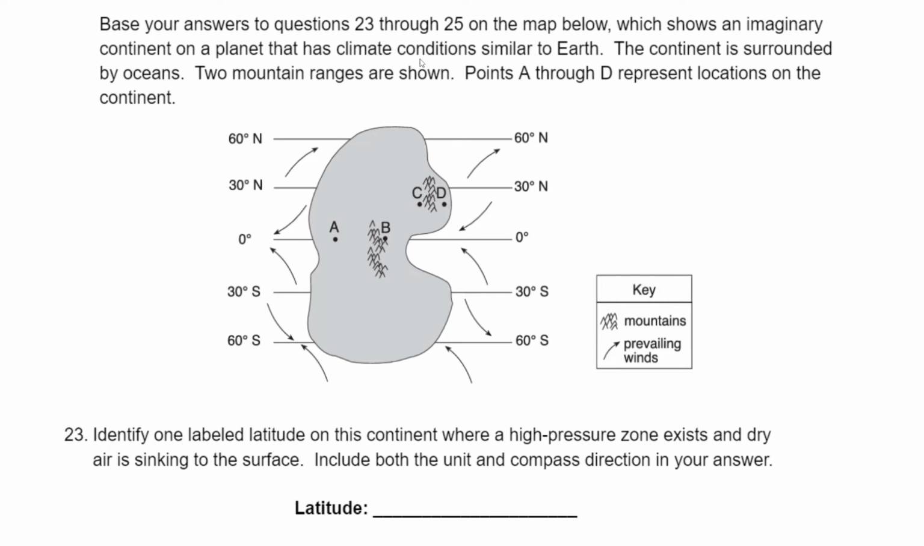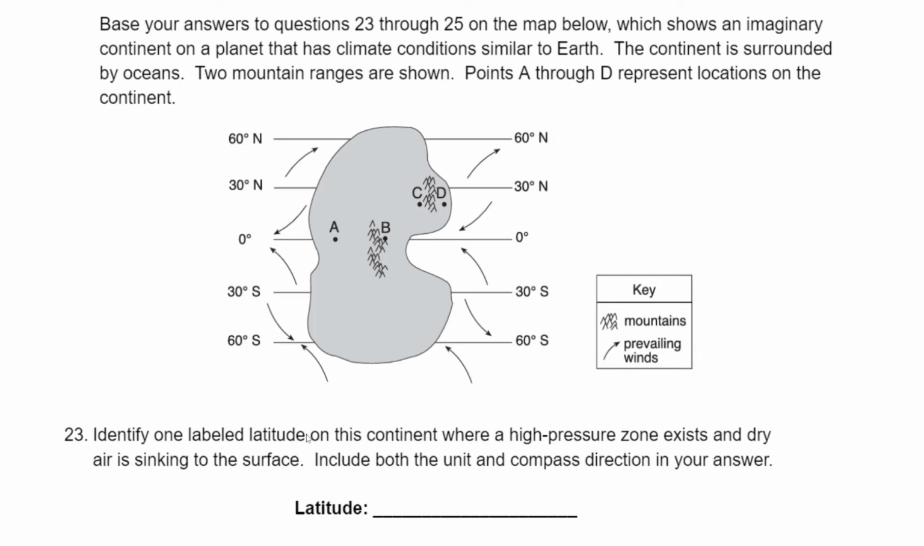Base your answers to questions 23 through 25 on the map below, which shows an imaginary continent on a planet that has climate conditions similar to Earth. The continent is surrounded by oceans. Two mountain ranges are shown. Points A through D represent locations on the continent.